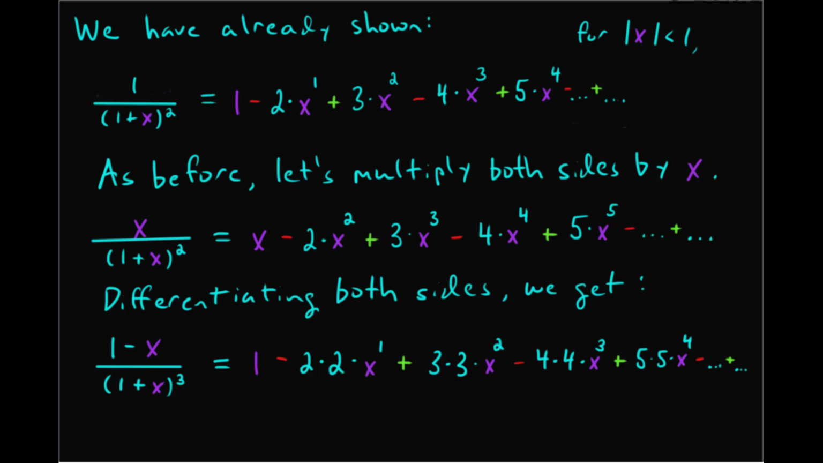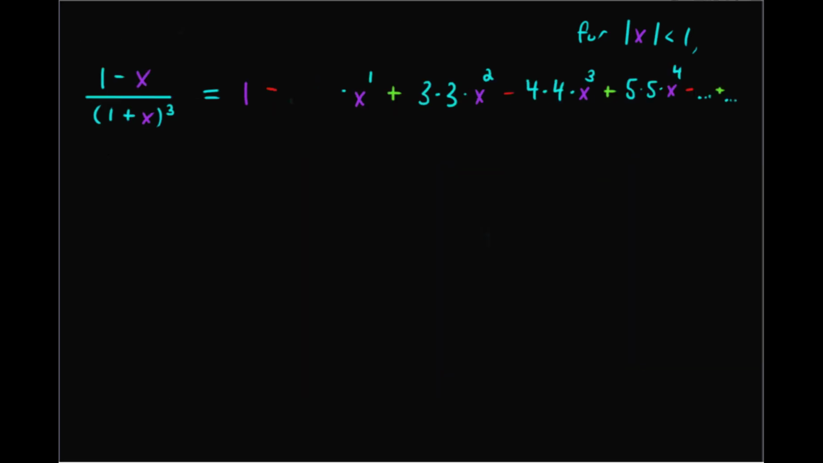I have that the function (1 - x)/(1 + x)^3 = 1 - 2² x¹ + 3² x² - 4² x³ + 5² x⁴ - ... + ..., again for all x such that the absolute value of x is less than 1.